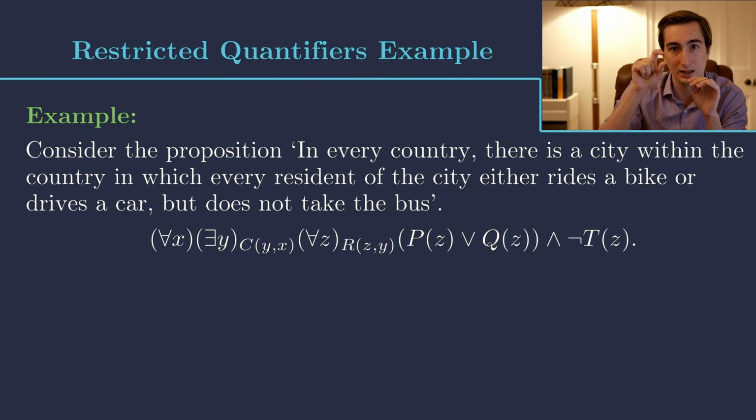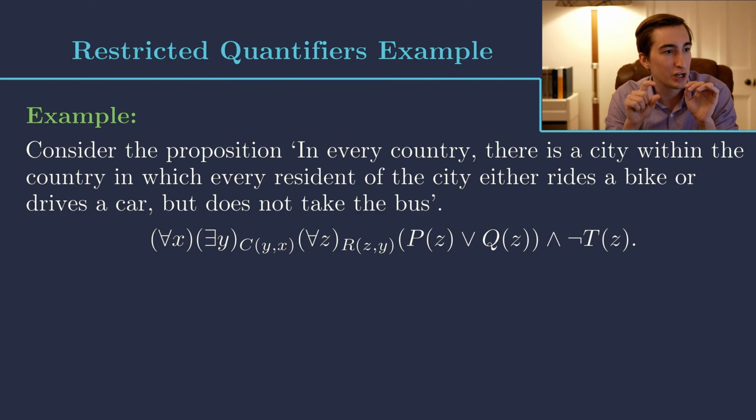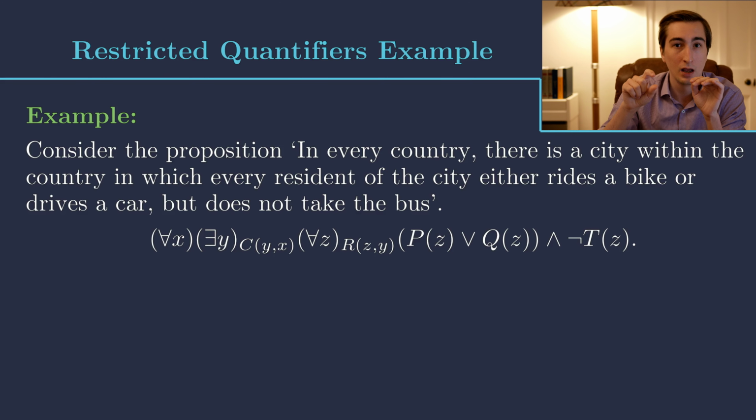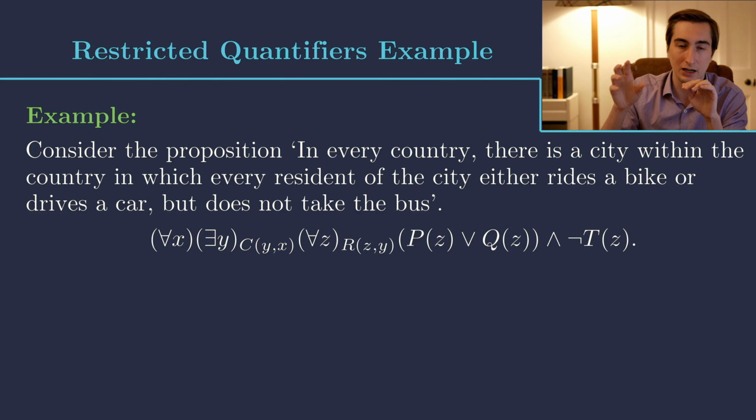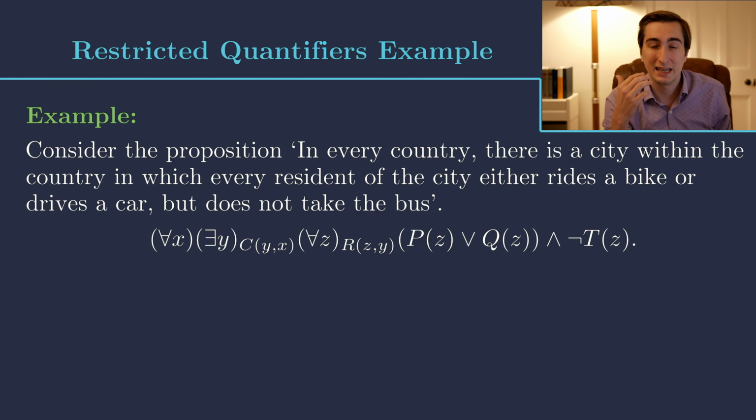So that's that there exists a Y, and the C(Y,X) is making sure that that city is in the country. We've then got in which every resident of the city, so we've got every Z, which is every person, but that person is also a resident of the city, so that's the R, either rides a bike or drives a car, so that's the P(Z) or Q(Z), and does not take the bus, so that's the negation of T(Z). But now we want to negate this, so what's the negation of this particular statement?